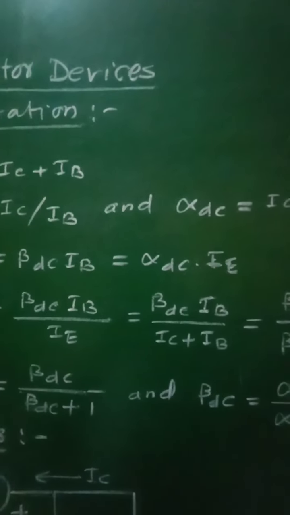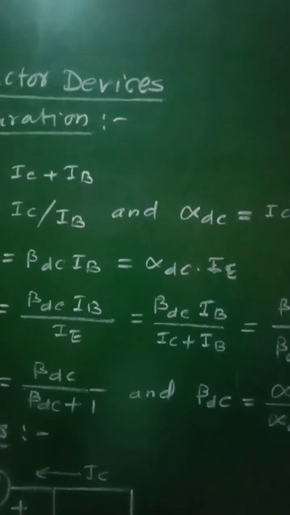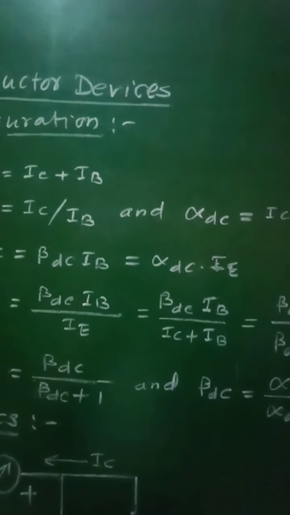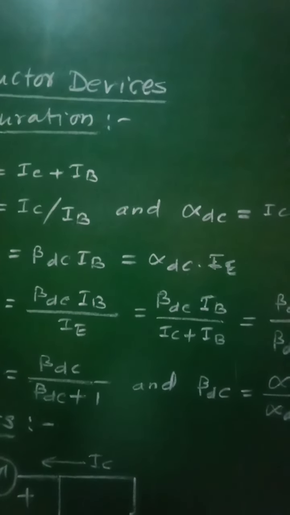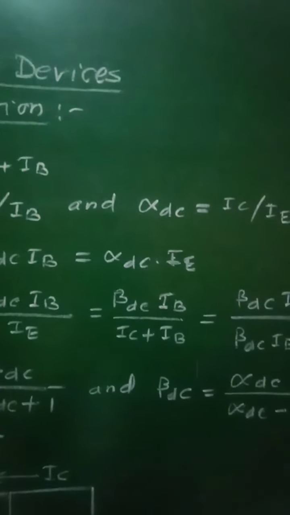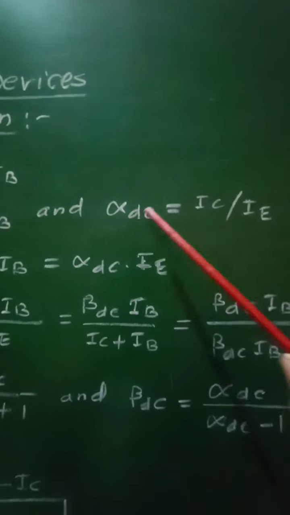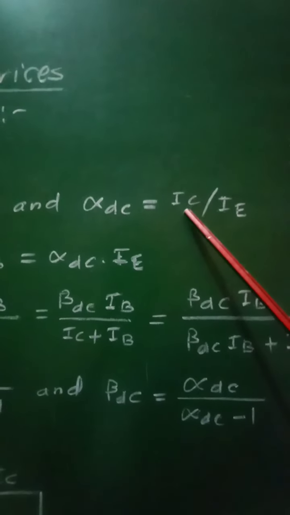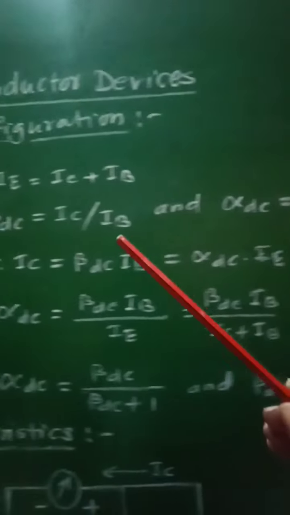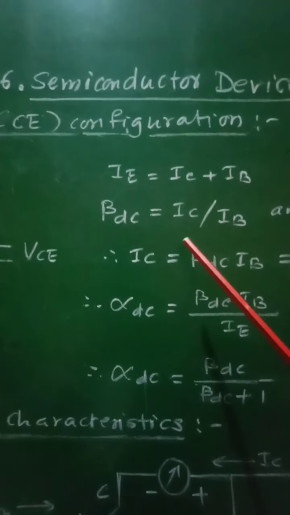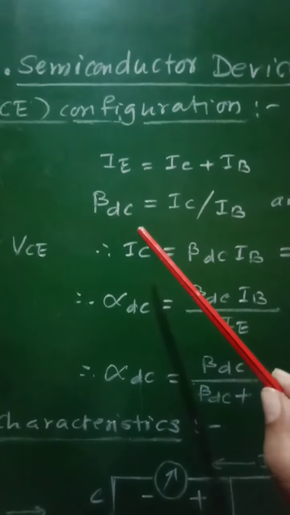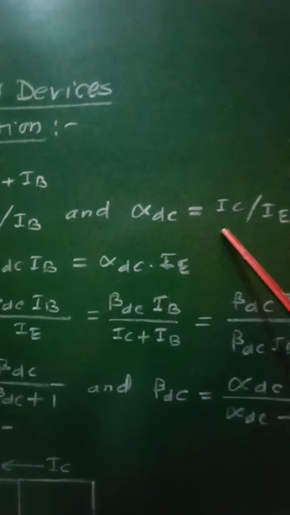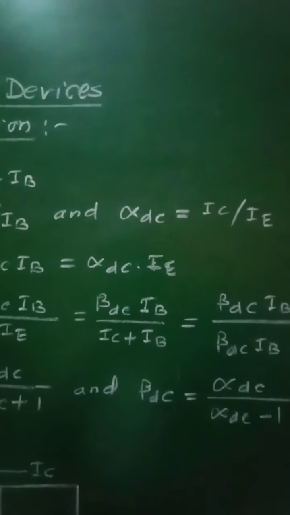The second current gain, that is alpha DC, is the ratio of collector current to emitter current, that is IC upon IE. So in this way, the current gain or the current amplification factors will be beta DC equal to IC upon IB and alpha DC equal to IC upon IE.